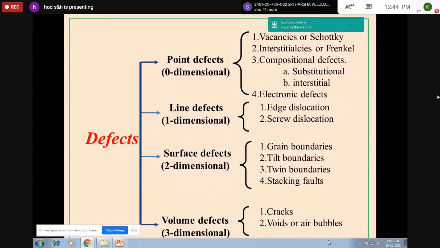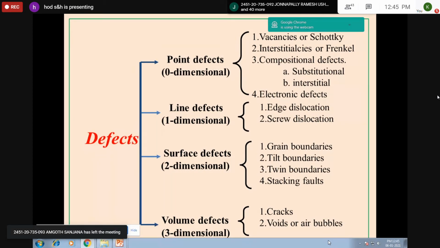So again, these zero-dimensional defects are broadly classified into four groups. Coming to the second one, line defects, they are classified into two groups: edge dislocation and screw dislocation. This also we are going to discuss in this chapter. And the third one, surface defects, are again classified into four groups: grain boundaries, tilt boundaries, twin boundaries, and stacking faults. We should just remember this, it is not in the syllabus. And the final category, volume defects, are classified into cracks, and voids or air bubbles. It's a three-dimensional phenomenon.